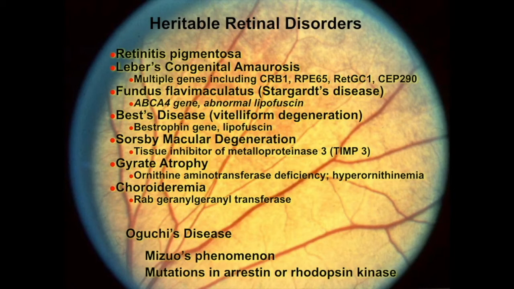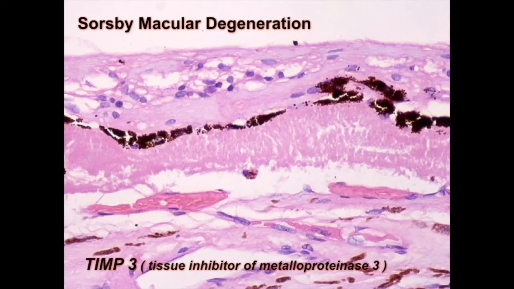In Best disease, vitelliform degeneration, the bestrophin gene is involved, and they also have lipofuscin accumulation forming the vitelliform lesion. In Sorsby macular degeneration, the gene is the tissue inhibitor of metalloproteinase 3. There's hyperornithinemia in gyrate atrophy, where the ornithine acts as an RPE toxin. Here's histology from a case with Sorsby's macular degeneration. We can see this massive deposit beneath the RPE, like a giant basal laminar deposit.